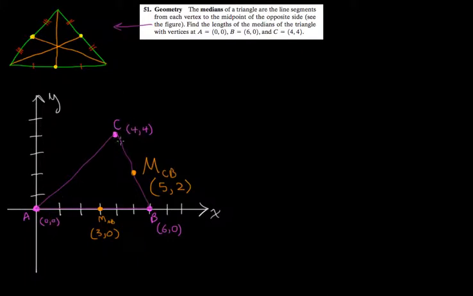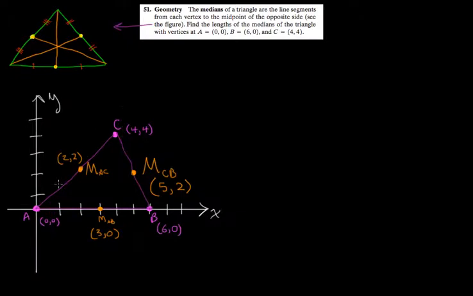So now the midpoint between A and C. 4 plus 0 is 4, over 2 is 2, and 4 plus 0 is 4, over 2 is 2. So it's at (2, 2), which looks about right. So this is the midpoint between A and C, which is (2, 2). Alright, so we found the midpoints.